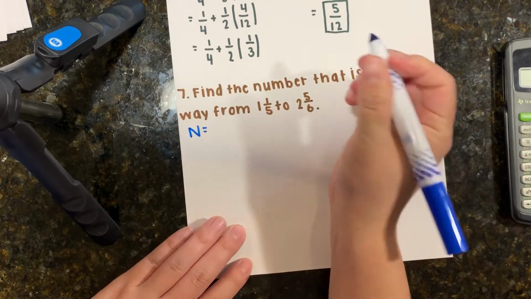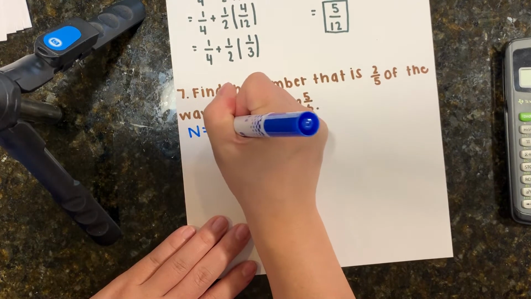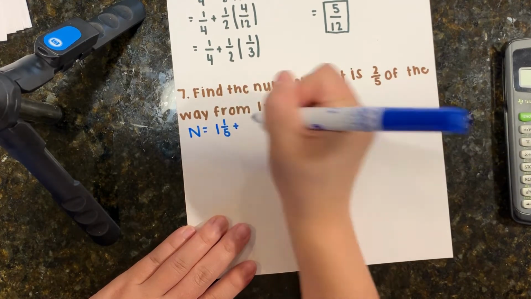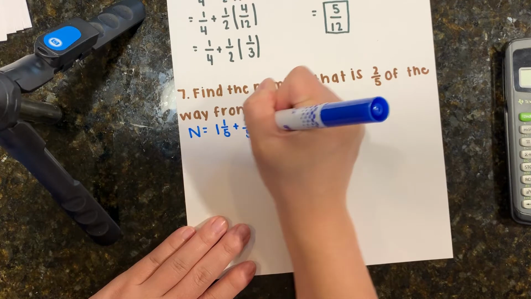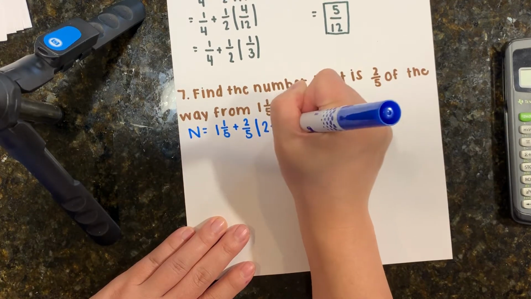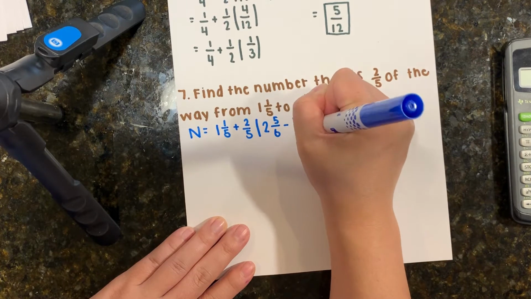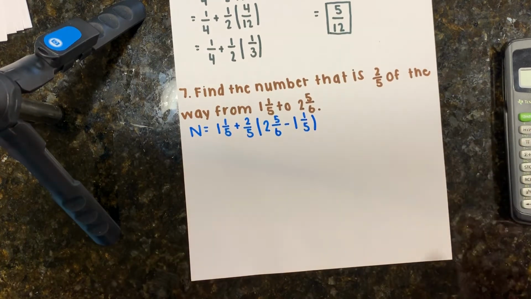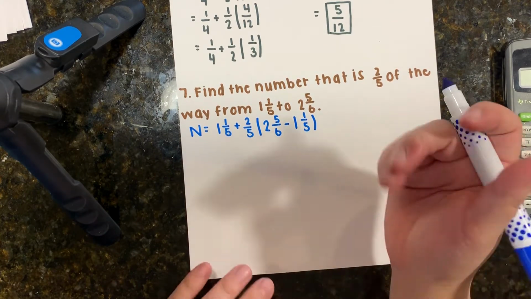So the number is equal to the first number, which is 1 1/5, plus the fraction, which is 2/5, times 2 5/6, minus 1 1/5. Now, before I actually start this problem, I'm going to make these into improper fractions.